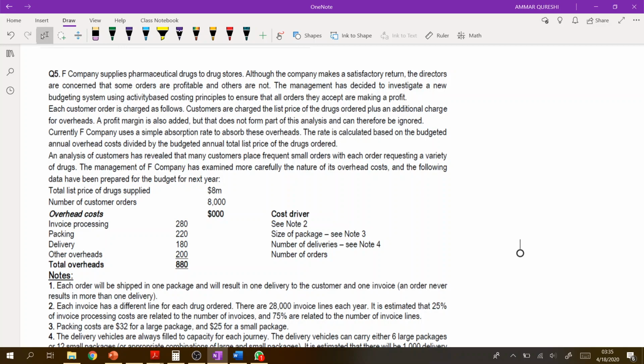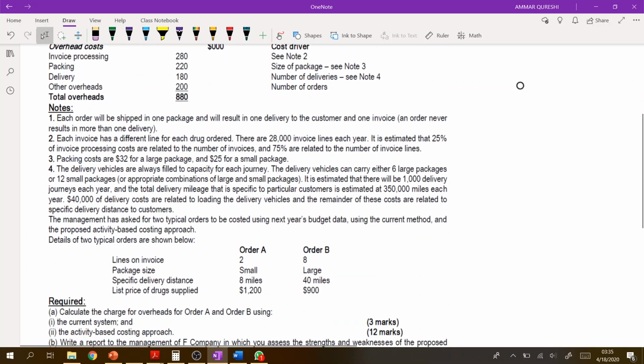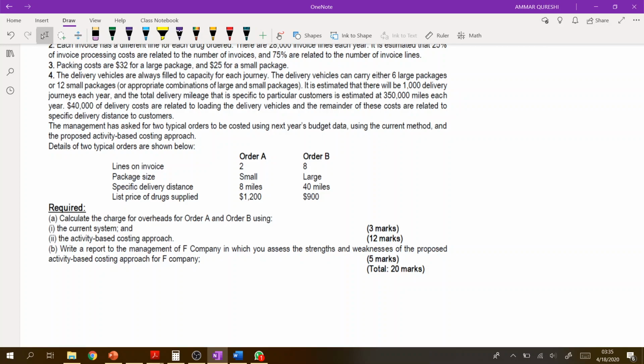F company supplies pharmaceutical. Let's read the requirement first. Requirement is simple. Requirement is to calculate the charges for overheads for order A and order B using the current system and the activity based costing approach, right? First of all, you have to calculate what is the cost for order A and order B under traditional costing, and then by using activity based costing, right?